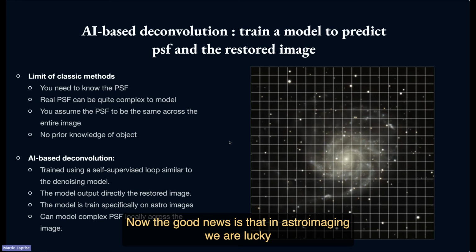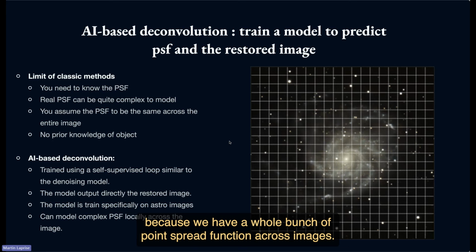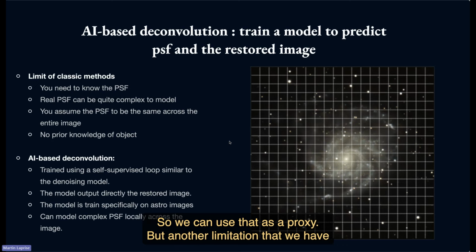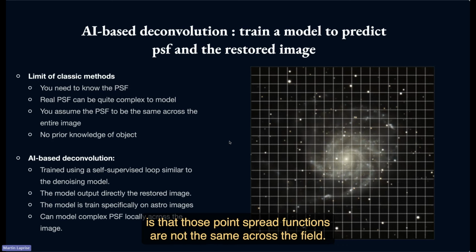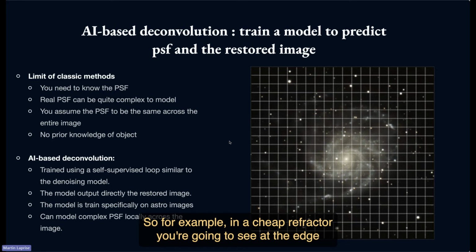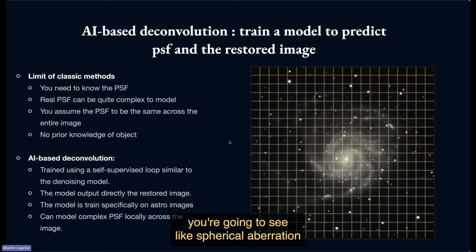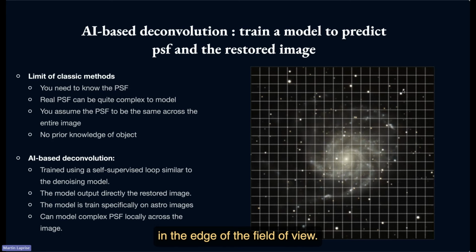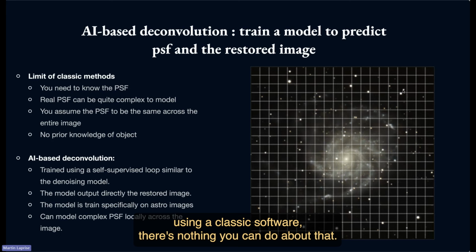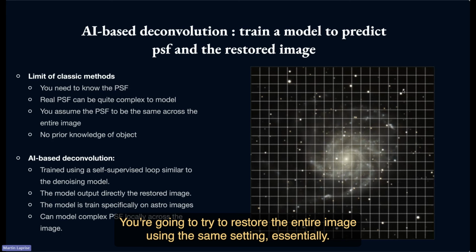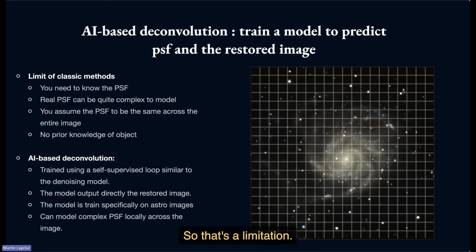Now, the good news is that in astroimaging, we are lucky because we have a whole bunch of point spread functions across the image. All the stars are essentially a good estimate of the point spread function. So we can use that as a proxy. But another limitation is that those point spread functions are not the same across the field. For example, in a cheap refractor, you're going to see a lot of aberration at the edge of the field. In some kinds of reflectors, you're going to see spherical aberration at the edge of the field of view. And when you're doing a deconvolution using classic software, there's nothing you can do about that. You can just guess the point spread function and try to restore the entire image using the same setting, essentially. So that's a limitation.